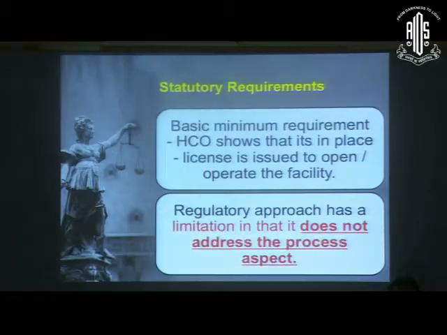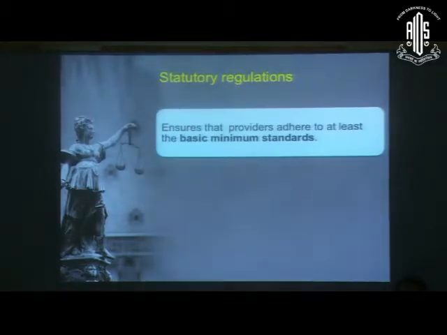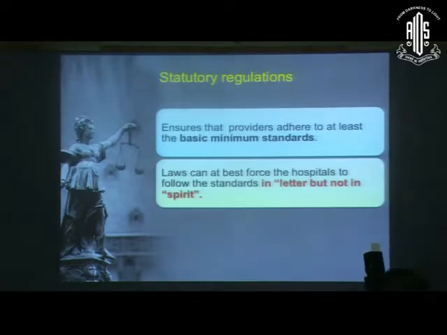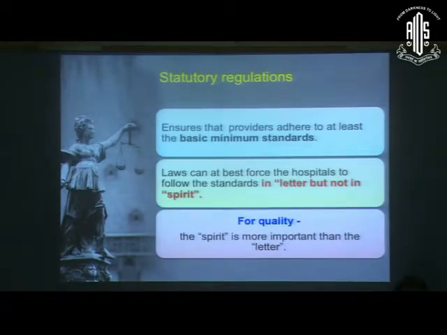For example, the hospital license is issued to open as well as operate your facility. It does not address the process, how you really work in that area. So what statutory regulation ensures is that providers adhere to basic minimum standards. What we need to do is follow that not only in letter, but also in spirit. But this is where the variation happens. For quality or accreditation, we need it not only in the letter, but also in the spirit.